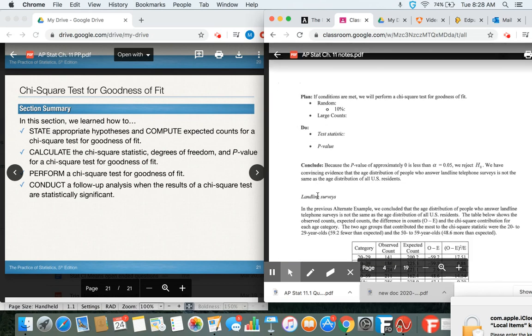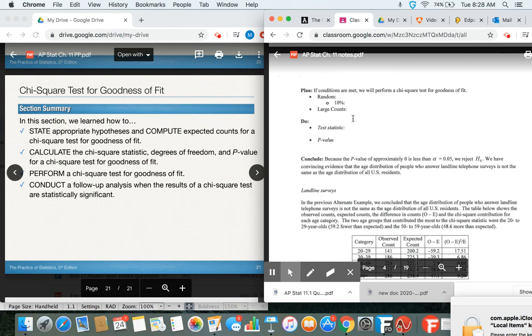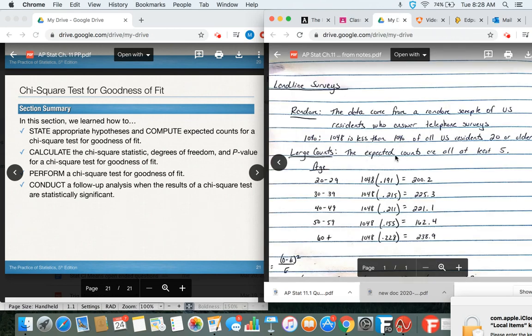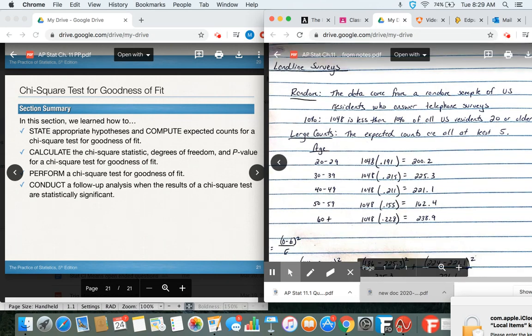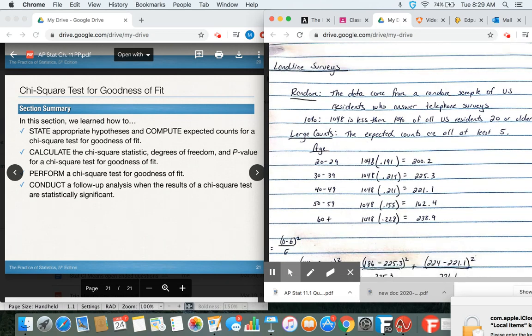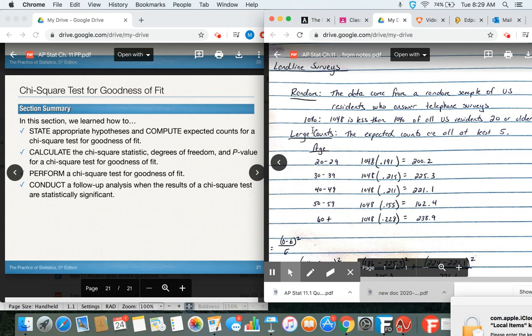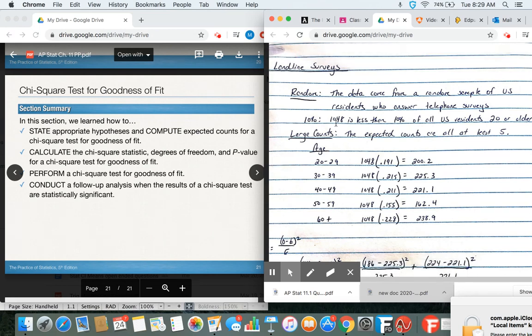Now, this part I did not complete on your notes. I had it in mind that we would do this together. So let me just figure out where I have this here. Okay. So I went ahead and I wrote it out for you. You can see that the data we know comes from a random sample of U.S. residents, they simply just answer telephone surveys. Okay. The 10% rule is also satisfied here because obviously the people that were surveyed, the 1,048, is less than 10% of all U.S. residents that are 20 or older.